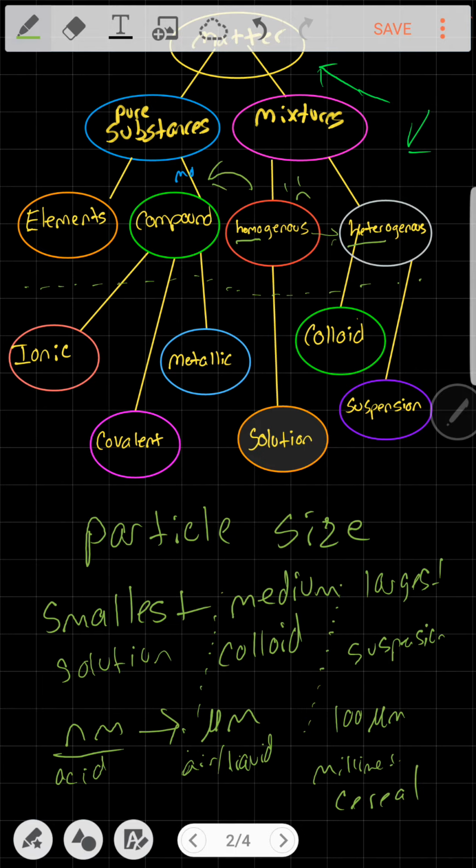And you see the silt there floating through. That's a suspension. So the largest particles are a suspension. The second largest, or second smallest, if you will, is a colloid.